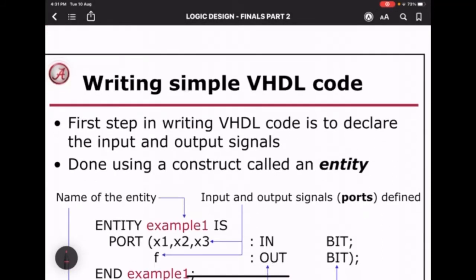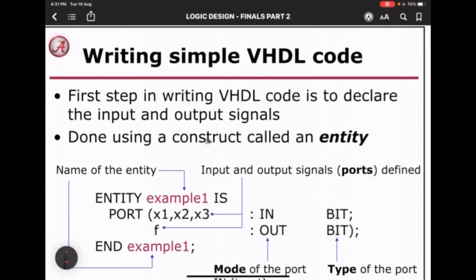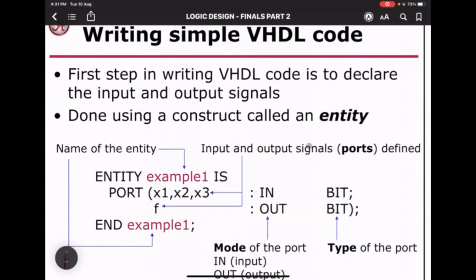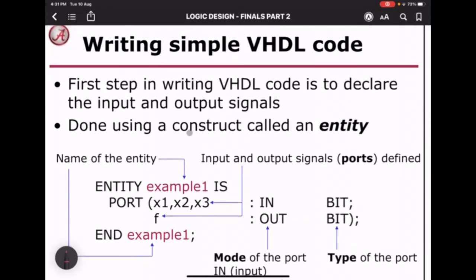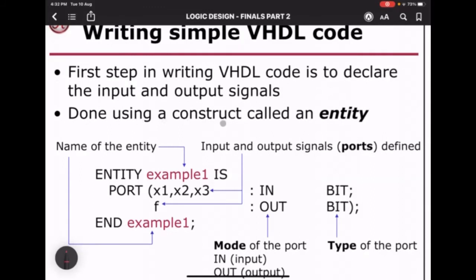So, writing simple VHDL code. For example, the first step in writing VHDL code is to declare the input and output signals, which is done using a construct called an entity. Okay? So we create an entity. This is done using a construct.